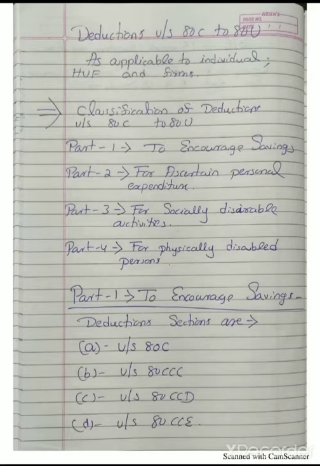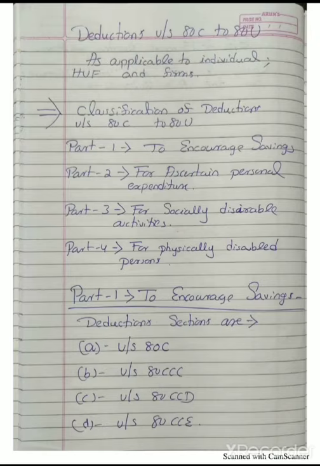Here I am going to upload deductions under section 80C to 80U, part 1. Under the Income Tax Act 1961, some deductions are applicable to individuals below 60 years of age, to Hindu undivided families, as well as to firms.